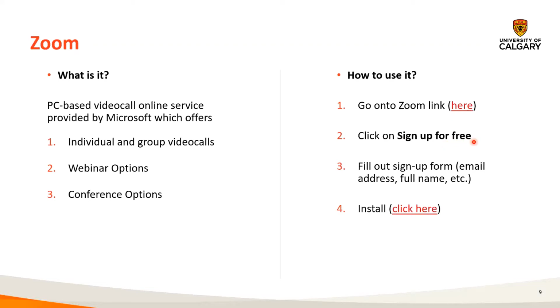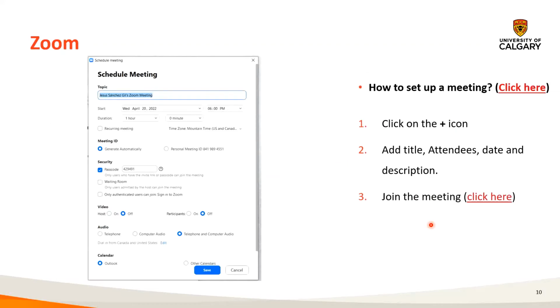The way to set up and install Zoom is by going onto the Zoom link that I provide here in the presentation, and you click on the sign up for free button. This will lead you to a sign up form that you have to fill out with your personal information, and after that you're all set to install the software on your computer by clicking on this link that I provided in the presentation. I will show you later how to create a Zoom meeting, but mainly, as I explained here on the presentation, you first click on the plus icon that you will see later on the on-site demonstration.